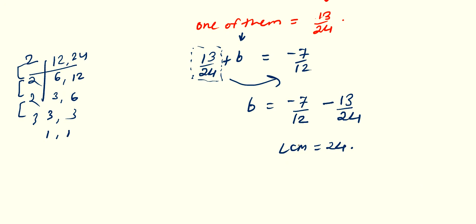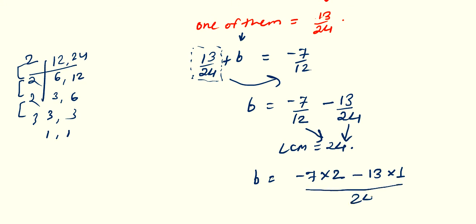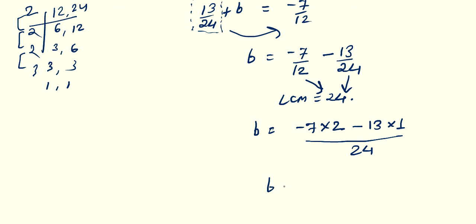LCM is 24. Now you know very well that 24 is a multiple of 12. So B equals what? Minus 7 into 2. Why into 2? Because 12 twos are 24. Okay. Minus 13 into 1, because 24 is a multiple of itself, 24 ones are 24. So we will multiply minus 13 by 1 upon 24. Now minus 7 into 2 will give you minus 14 and minus 13 into 1 is minus 13 upon 24.